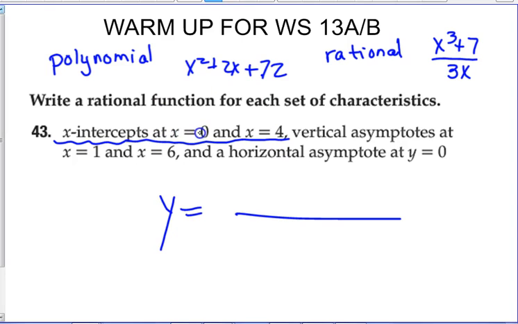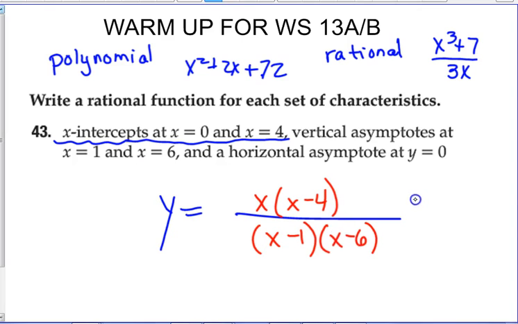Okay. So, what does this mean? If there's a zero at x equals zero, there's an x up top. Yay. X equals four is a zero. X minus four is on top. Now you're getting the hang of it. Okay. Vertical asymptotes at x equals one. That's in the bottom. Awesome. And there's also an x minus 6.